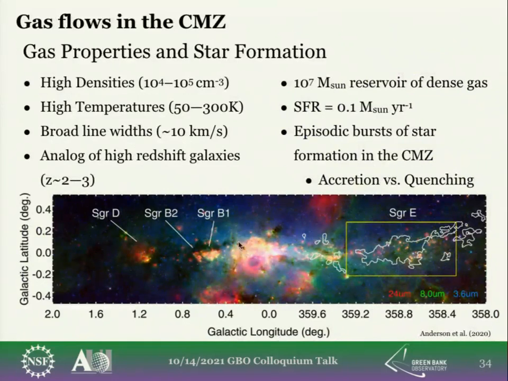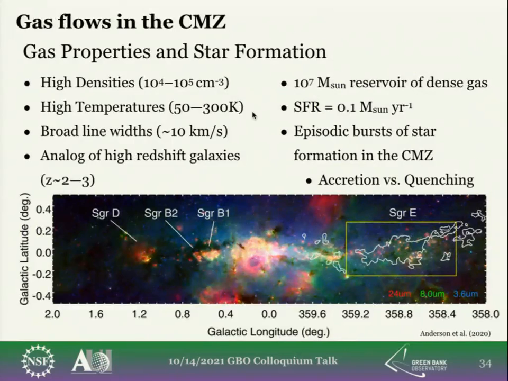So some of the dense clouds that you have typically show some of these cooler gas temperatures, whereas if you're looking towards some of the star forming regions like Sag B2, typically you can get up to some of the hotter gas temperatures in the galactic center. Several of these lines that have been observed towards the galactic center show broader line widths, about 10 kilometers per second on the few parsec size scales. And so based on these properties, the CMZ is thought to be a local analog to high redshift galaxies.